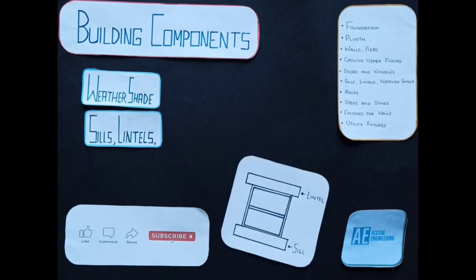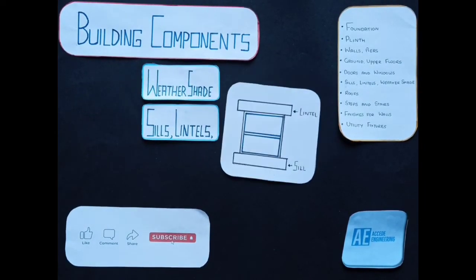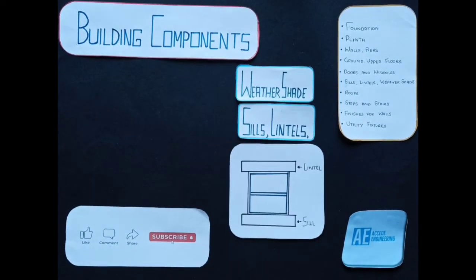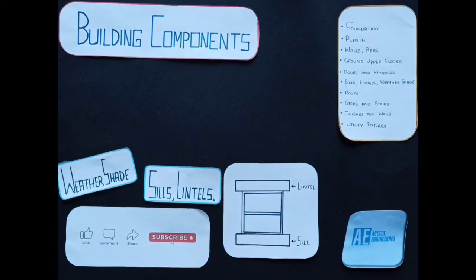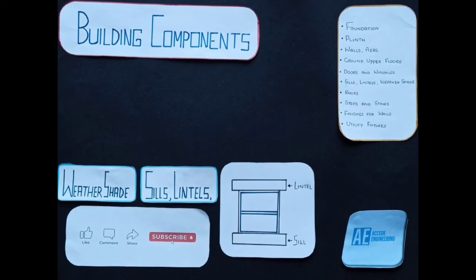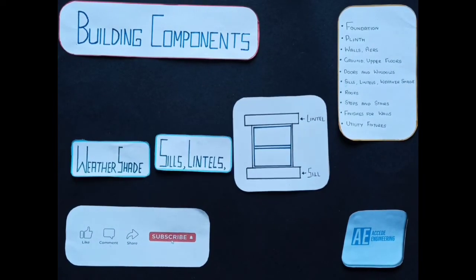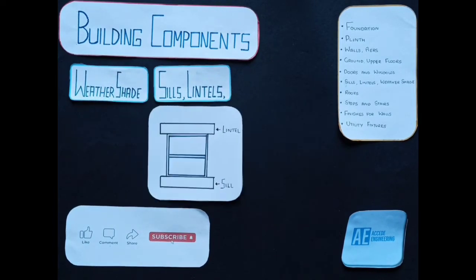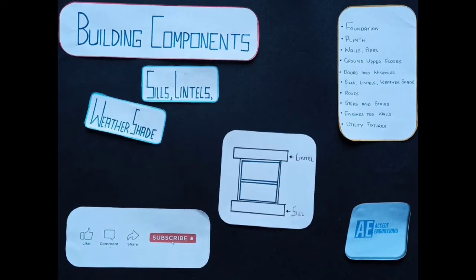The next is sills, lintels and weather shades. Window sills are provided between the bottom of window frame and wall below to protect the top of wall from wear and tear. The openings are provided in the wall of a building to accommodate the doors and windows. The actual frame of a door or window is not strong enough to support the weight of the wall above the opening, and a separate structural element has therefore to be introduced. This is known as lintel and is similar in character to a beam.